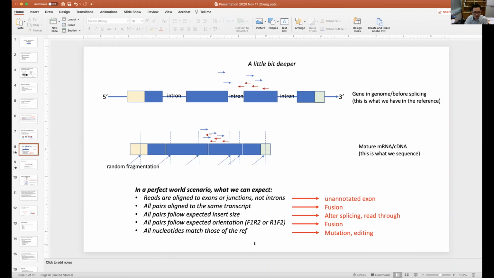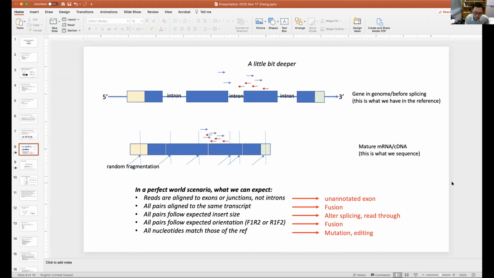And if the reads do not follow the expected orientation, that's also an indication of structural rearrangements, in this case, gene fusions. Of course, when the nucleotides from the short reads do not match those of the reference genome, that indicates either a somatic mutation or editing, or a variant, the SNP.